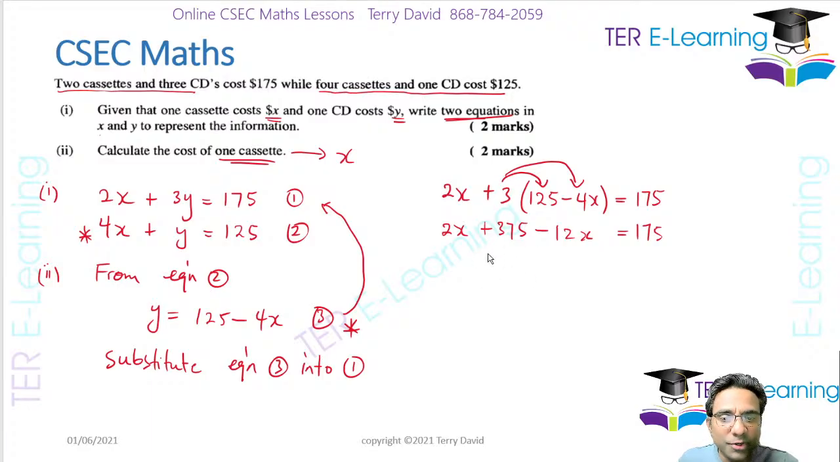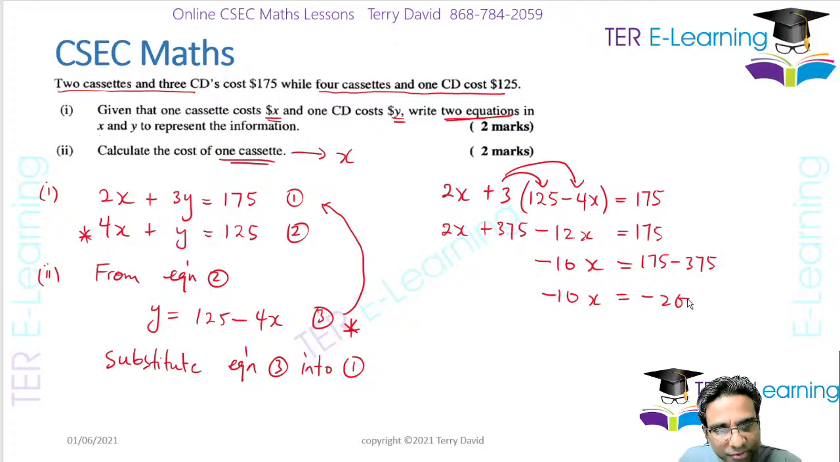So here's what we're going to do. We're going to combine our x's. So 2 minus 12x is going to give me minus 10x. So this here is going to be minus 10x. That 375, I'm going to carry it to the right hand side. So this is going to become 175 minus 375. So therefore minus 10x is equal to 175 minus 375. You're going to get minus 200. So this here is minus 200.